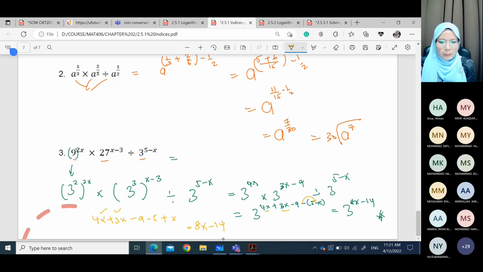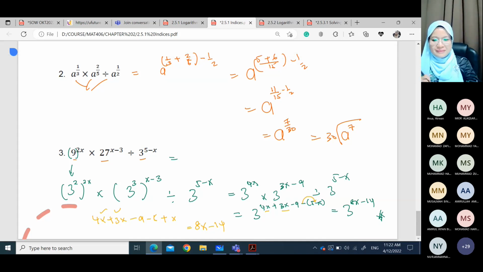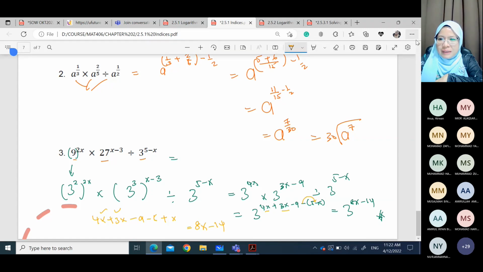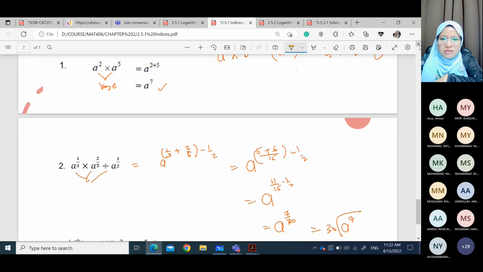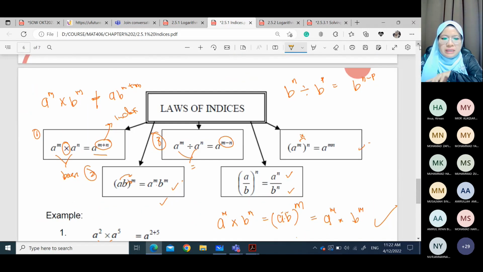Sama tak jawapan? Okay, betul. Okay, ada soalan? Ini indeks. Tak ada soalan indeks. Okay, just recap. Indeks kita ada 4 law dekat situ. We have 4 laws of index. The first one, this one, yang ini.